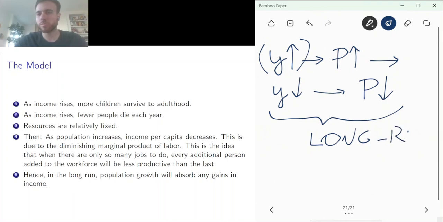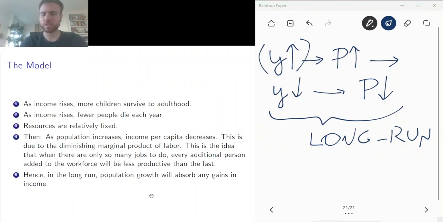So the Malthusian model basically tells us that in the long run, population growth and income per capita will stay stable because of the three components I mentioned: resources are fixed, diminishing marginal returns to labor, and the fact that increased income will increase birth rates and decrease death rates.